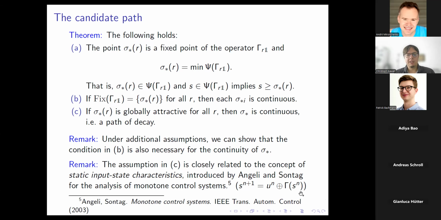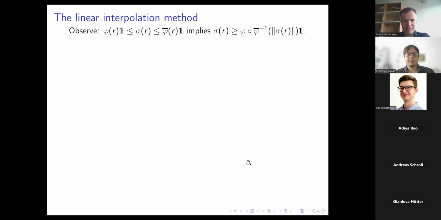And now I think my time will run out, right? Andri? 5 minutes you still have. 5 minutes? Yes. Okay, then I can still say something about the other method, the linear interpolation method.